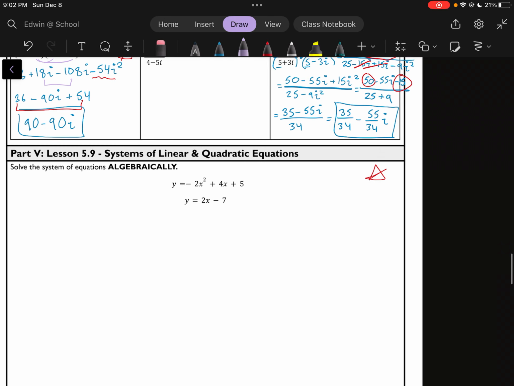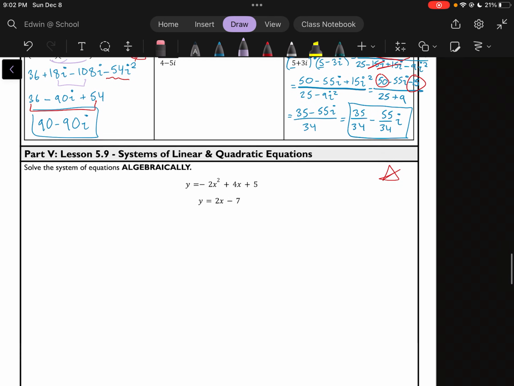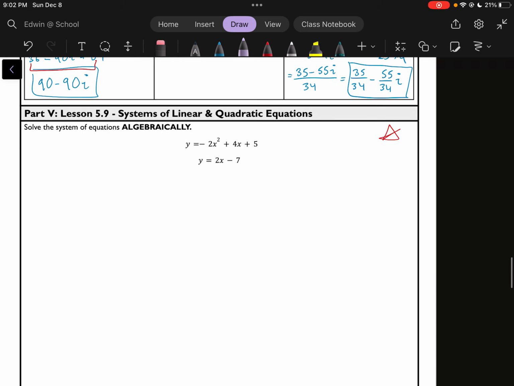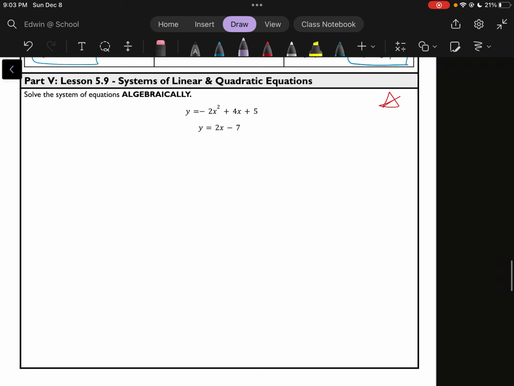All right, just a few more questions. We're done with complex number operations. Let's move on to systems of equations. So systems of equations, it's extremely similar to solving any quadratic function. We just have to set it up in a certain way so that we understand it better. And these two questions, I'm going to set them up, and I'll leave it to you guys to solve it. So this is one equation.